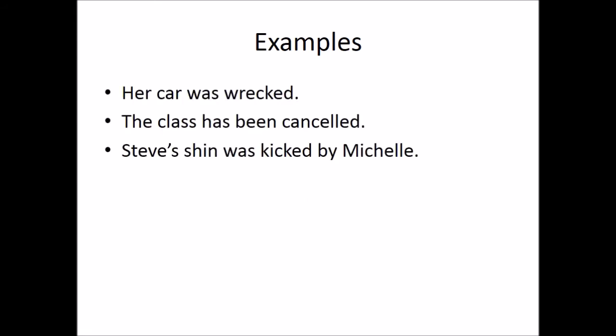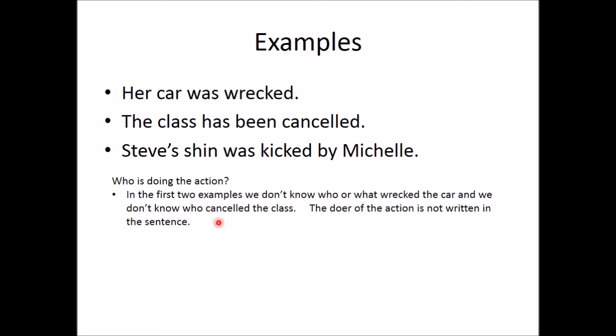Here are some examples. Her car was wrecked. The class has been canceled. Steve's shin was kicked by Michelle. Okay, so let's take a close look at these. Who is doing the action in these sentences? In the first 2 examples, for example, the first one, her car was wrecked. We don't know who or what wrecked the car. We just know that it was wrecked, but we don't know who did it or what did it. Could have been a storm, could have been somebody drove it into another car. Who knows? We don't know who or what caused the car to be wrecked. We just know that it was wrecked.